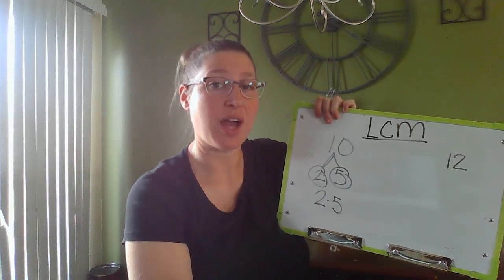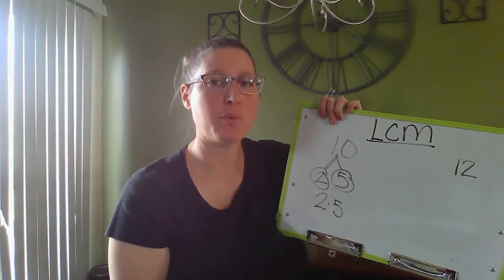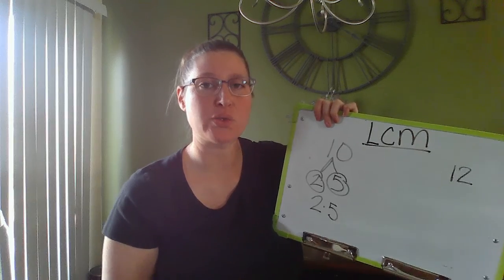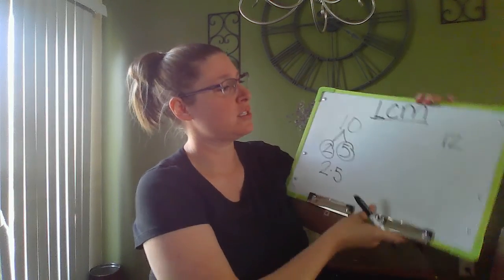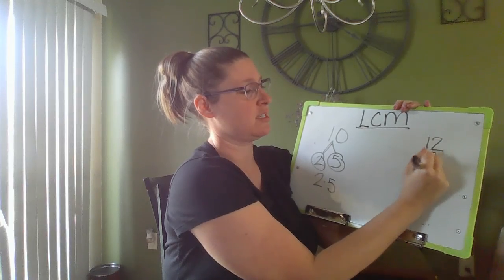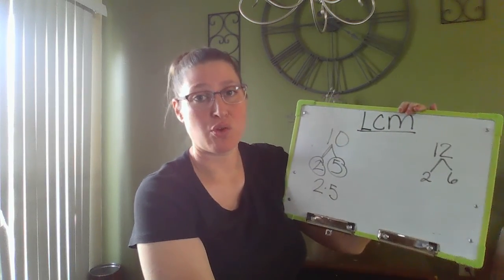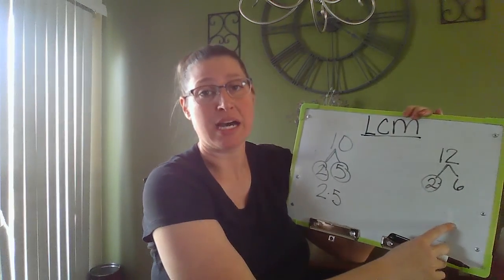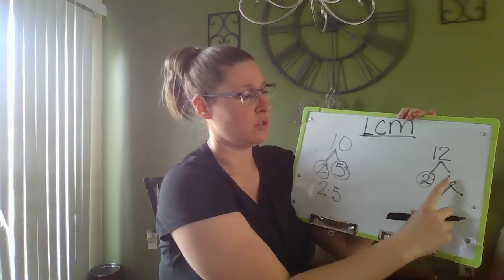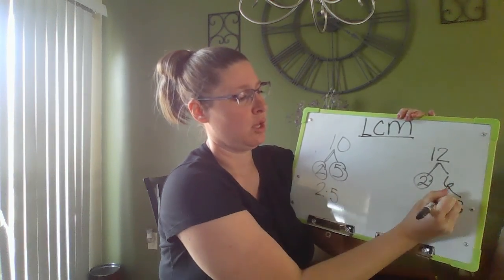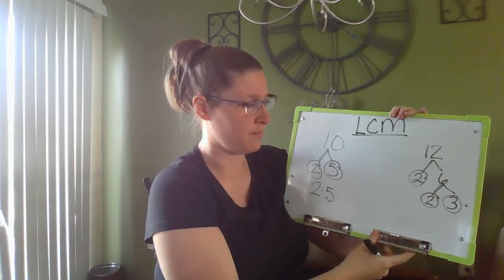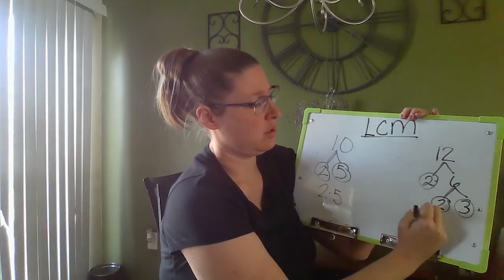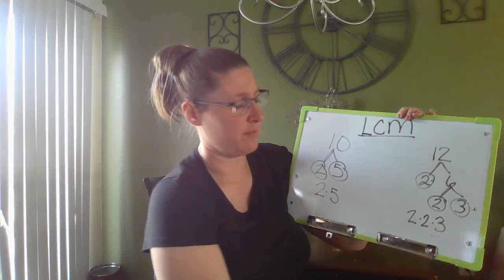Now I'm going to look at 12. You have a couple different options, and it does not matter which one you pick. You can either pick 2 and 6, or you can pick 3 and 4. Your answer at the end will be the exact same. So let's start with 2 and 6. I'm going to ask myself, are either of those prime? We've already established 2 is prime, so I'm going to circle 2. 6 is composite, so I'm going to continue to work with the 6. So 6 is 2 and 3. Both of those numbers are prime, so I'm going to circle them. And I'm going to now write it as a multiplication problem: 2 times 2 times 3.